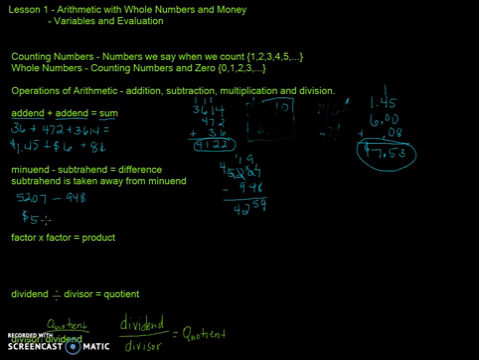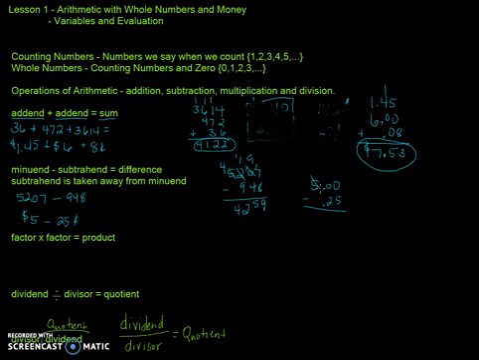$5 minus 25 cents. This is a tricky one. Go ahead and pause it and see if you get the right answer. Okay, so again, $5 is 5.00. 25 cents is 0.25.